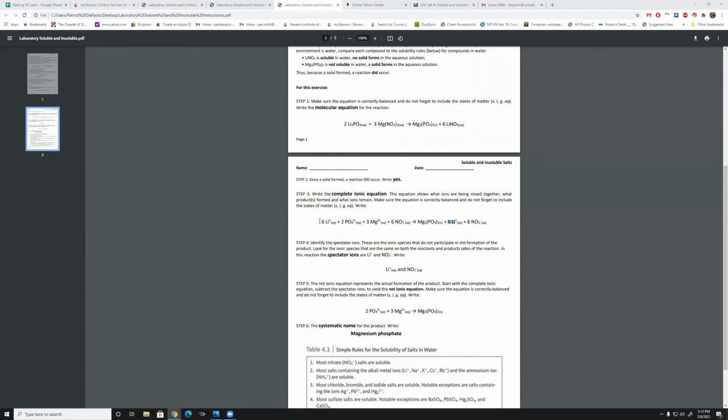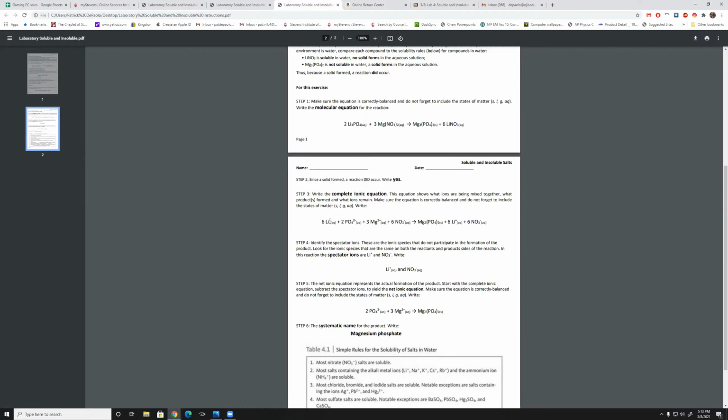Okay, so you notice how lithium is 6 here, right? The coefficients come from the summation of the coefficients, or the number of atoms of each element. So lithium here, there's 2 times 3. That's where we get the 6. And each lithium is positive. So you write 6 Li+.